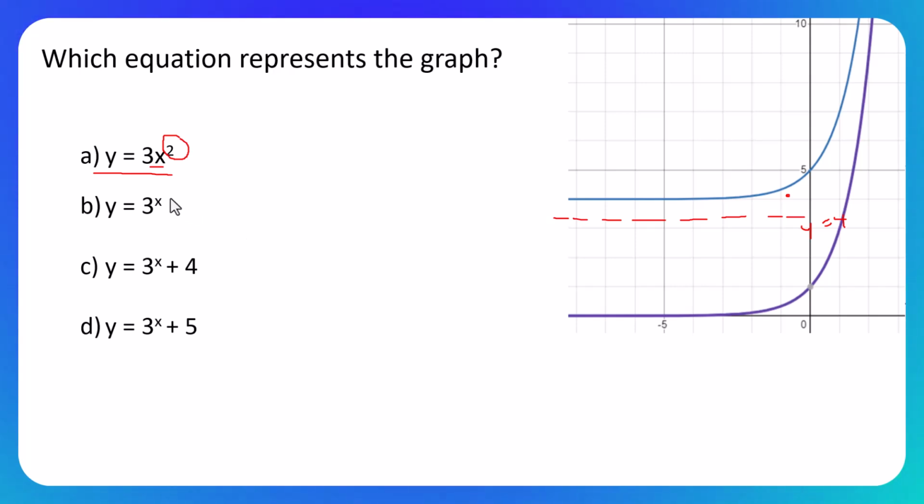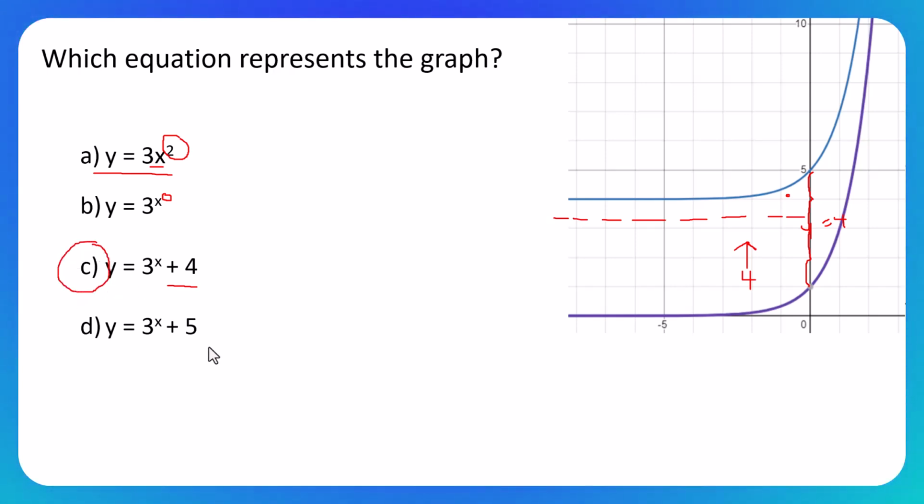3 to the 0 power: when x is 0, y is 1. Okay, so it looks similar, but it looks like it's got a shift up. It's going up 1, 2, 3, 4. It's going up 4 in that direction. To indicate a shift of 4 in the vertical direction, we add 4. So this C should be our answer.